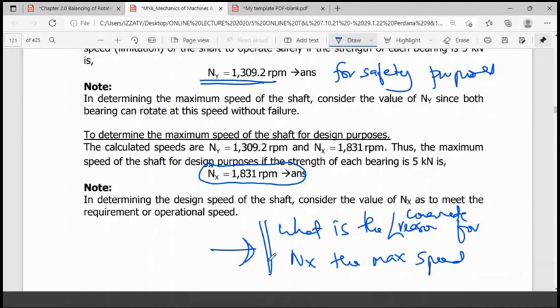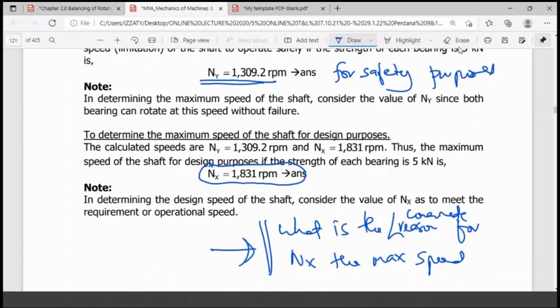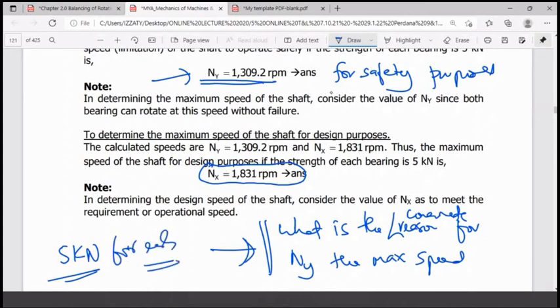Yes, is it NX or NY? No, sorry, thank you. This one is NY. So why do we select this one? What is the concrete reason for NY to be the maximum speed? Why? Anyone? Because the bigger force produces NY? The force is the same, 5 kilonewton for each bearing, isn't it? Correct? The force is 5 kilonewton for each bearing.